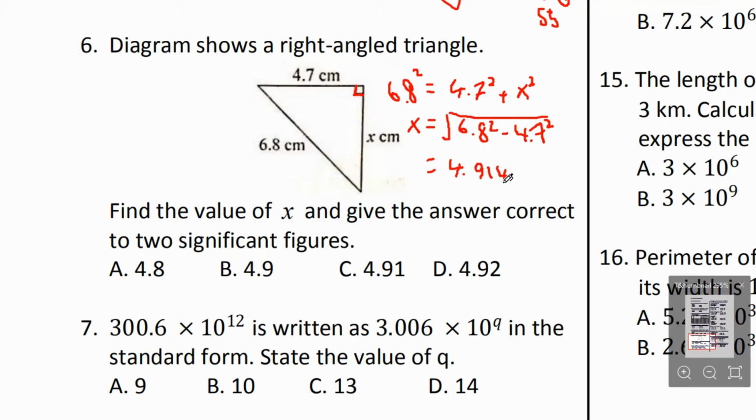4.914. Then we have to correct it to 2 significant figures. Start from left, 1, 2. Okay, we underline 9 and then circle the number beside it. 1 does not need to round up. So the answer will be 4.9. This is in 2 significant figures. The answer is B.